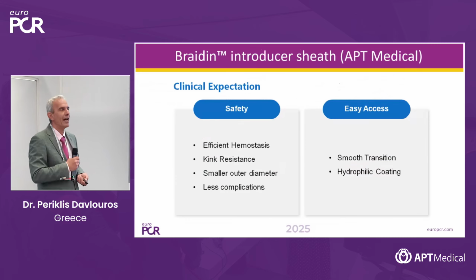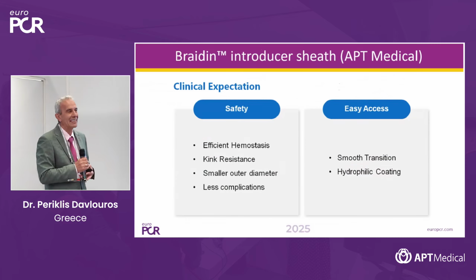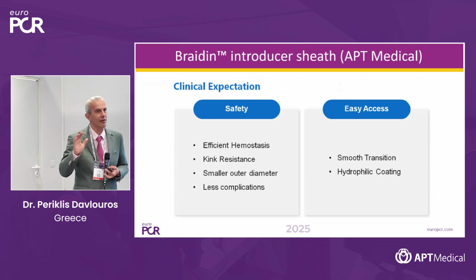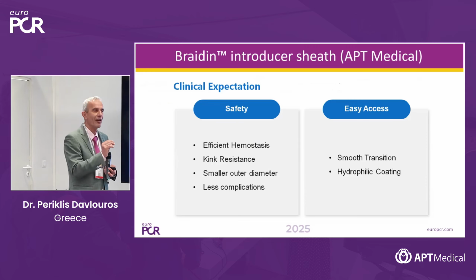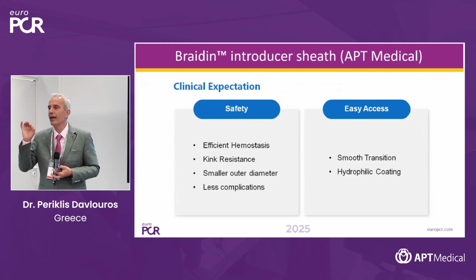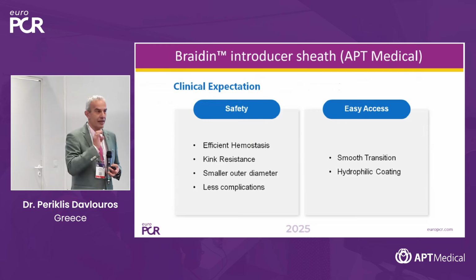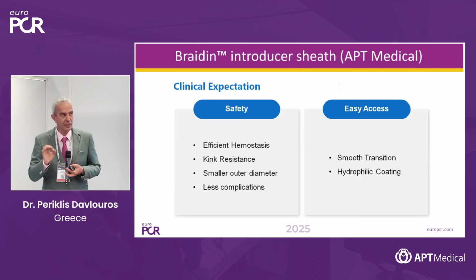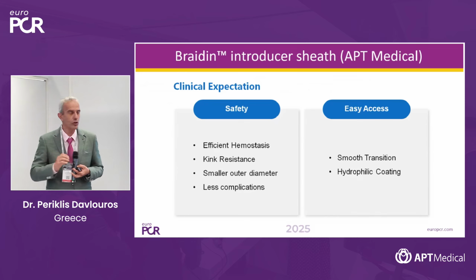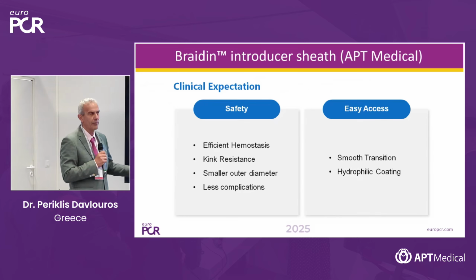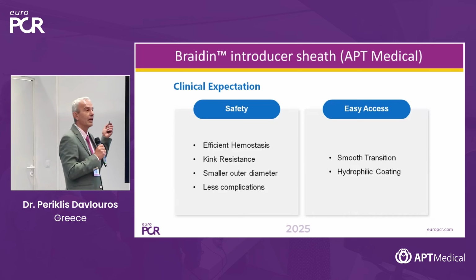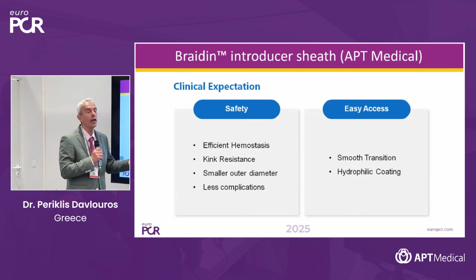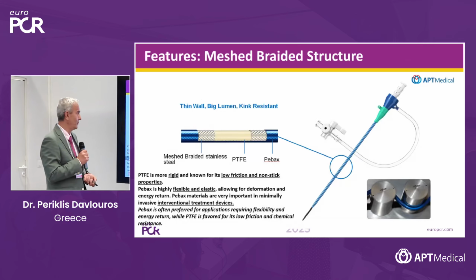The hypothesis behind providing a sheath that is not 7 French but 6.5 French is that its outer diameter is less than the 7 French sheath, and still through this sheath you can do complex procedures. The clinical hypothesis behind it is that it may be more comfortable for the patient and with fewer complications.